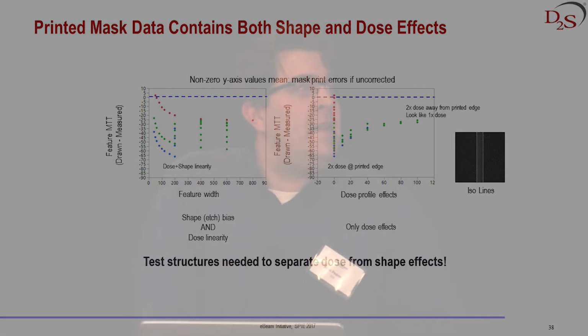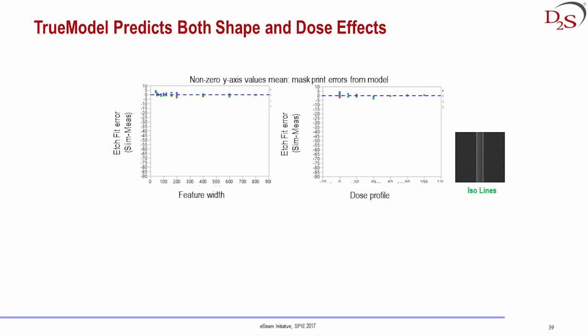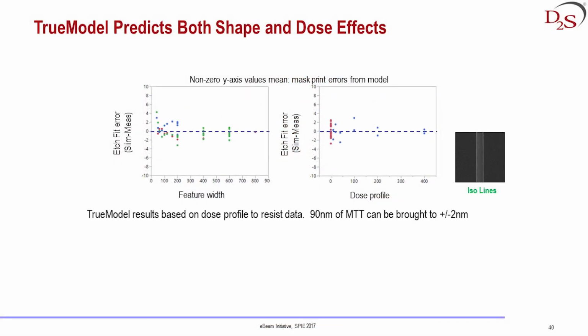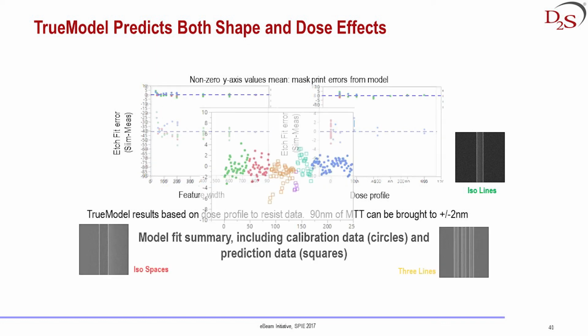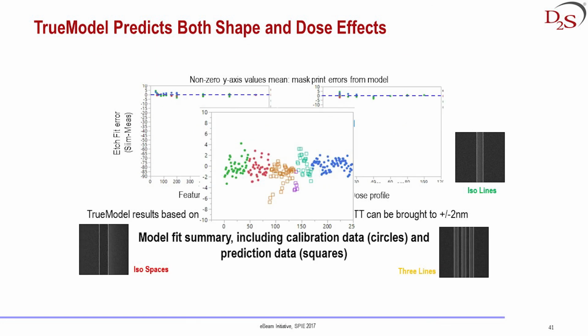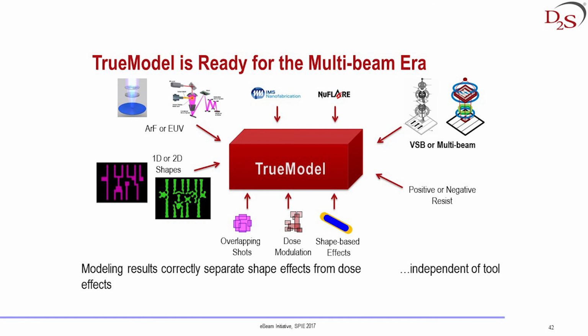Okay, so I hinted at this, and the answer is yeah. We're ready for the multi-beam era. The industry is ready for the multi-beam era. But the mask model complexity needs to increase. We can no longer rely on our simple Gaussian models. We have to run a little bit more physics, include some additional resist effects, and separate the shape effects from the dose effects. And so we've expanded this part a little bit to include shape-based effects. And once we do that, we correctly separate shape effects from the dose effects and get a good result, independent of tool, independent of process. And with that, I'll turn it over to Tom to tell us what we can do with curvilinear structures.